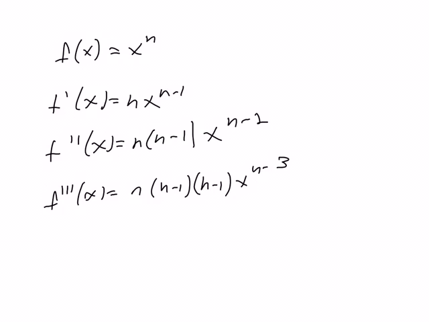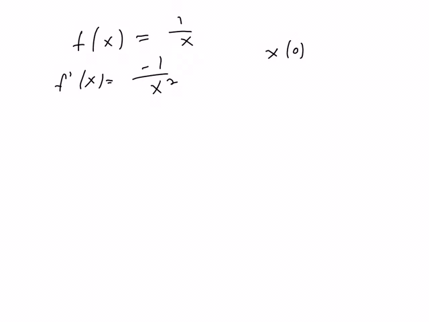If you do this n amount of times, so f^(n) of x, what you're going to get is n times n minus 1, times n minus 2, and then over here you're going to get x to the n minus n, because for 3 it's minus 3, for 2 it's minus 2. So I believe it's going to be x to the 0, which is just 1, and you're just going to get n factorial. Not sure.